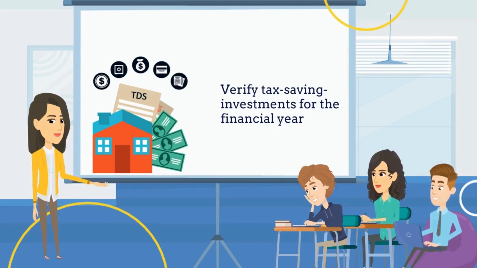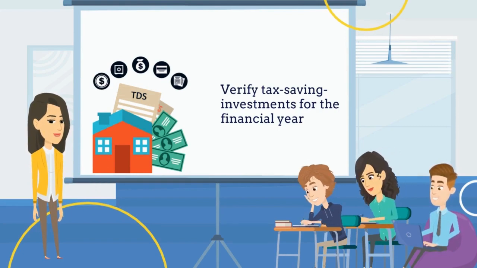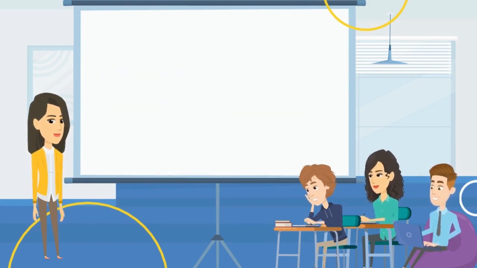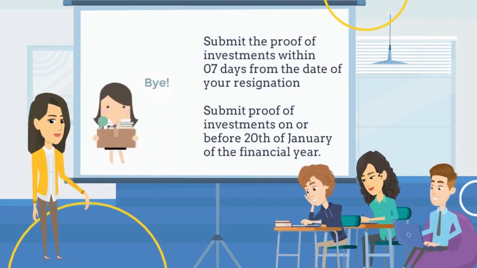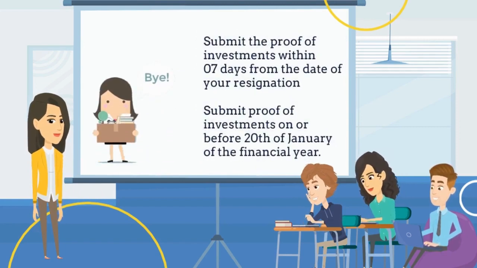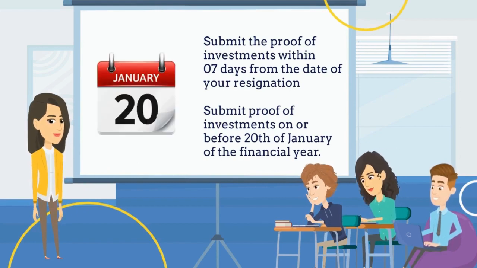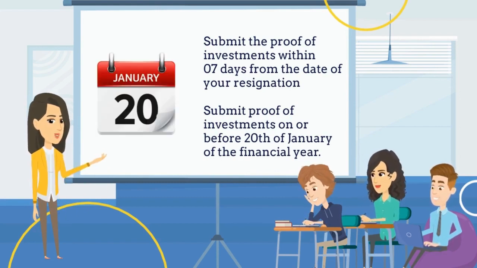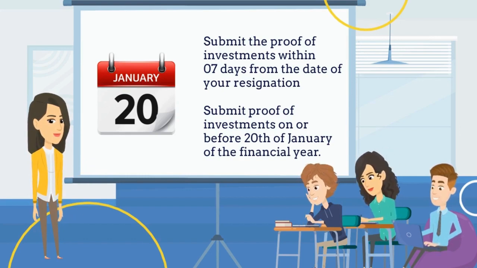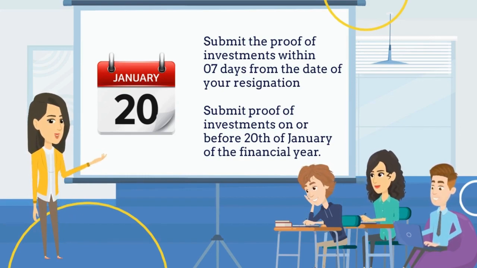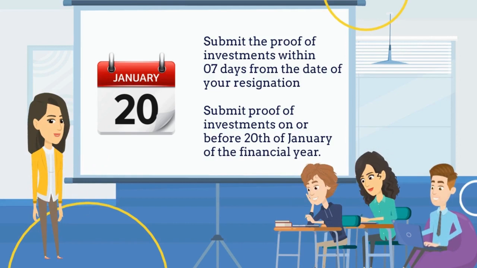To handle this regulatory aspect, the company applies the following criteria. In case you resign, you are expected to submit the proof of investments within 7 days from the date of your resignation. In all other cases, the company expects you to submit proof of investments on or before 20th of January of the financial year.